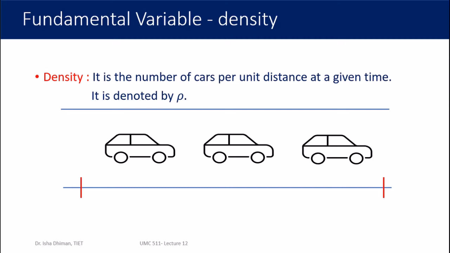That's the number of cars. Again, car is a specific word; it can be the number of vehicles also. The number of cars per unit distance at a given time.